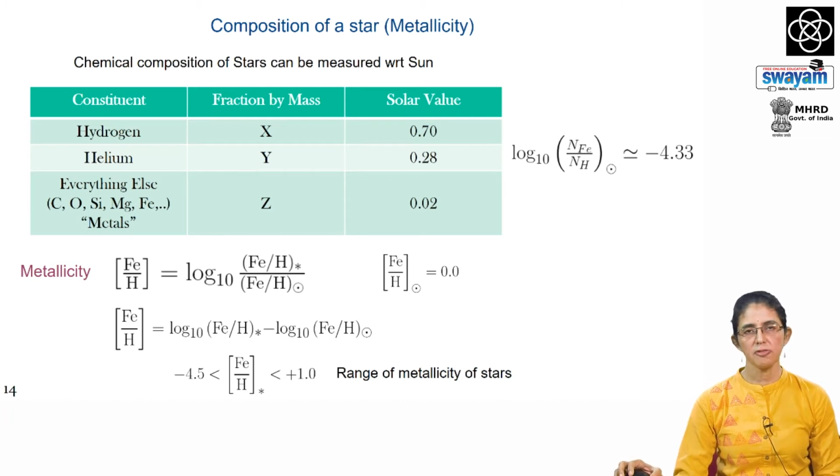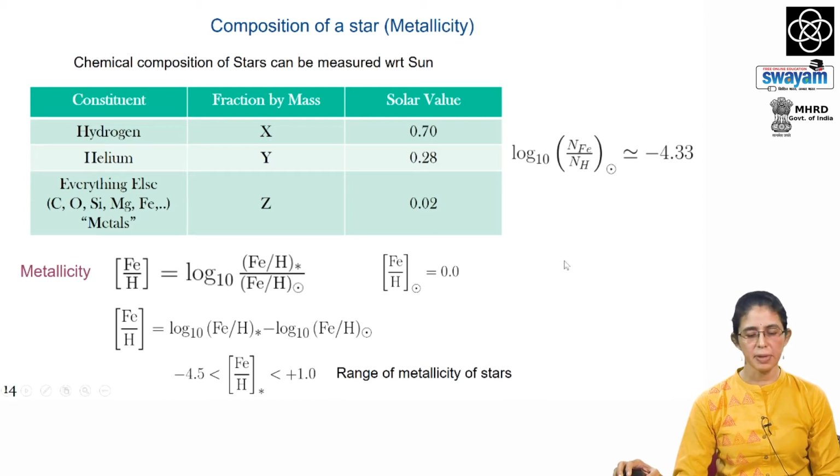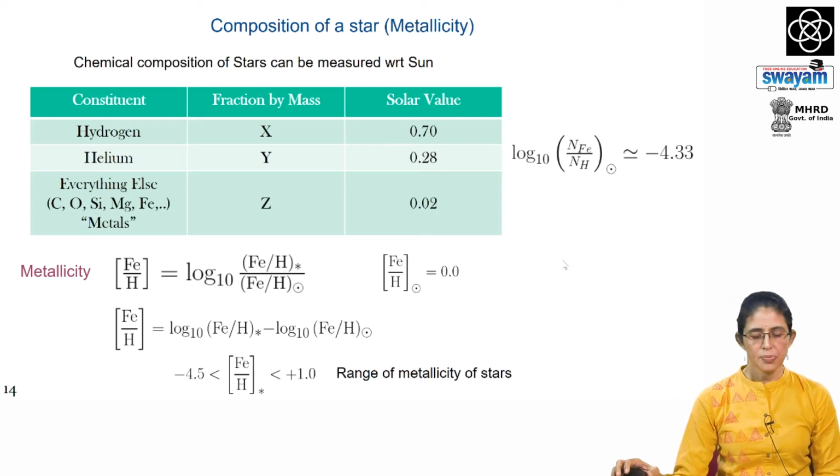The composition of a star is generally given by a parameter known as the metallicity. This chemical composition is generally measured with respect to the abundance of iron with respect to hydrogen. For the reference, we use the sun, and the constituents of the sun are given by the following. It is generally divided into 3 constituents in terms of the mass fraction.